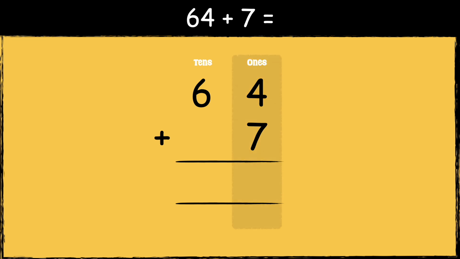So we start with the ones. 4 add 7 equals 11. We carry the 10 below in the tens column. Now we need to add the digits in the tens column, not forgetting about the 10 that we carried over. 6 add 1 equals 7. So the answer is 71.